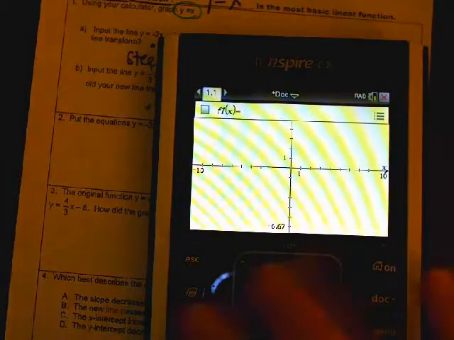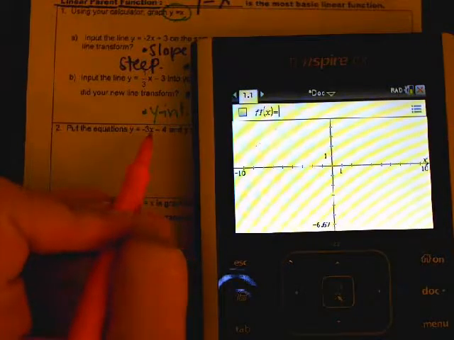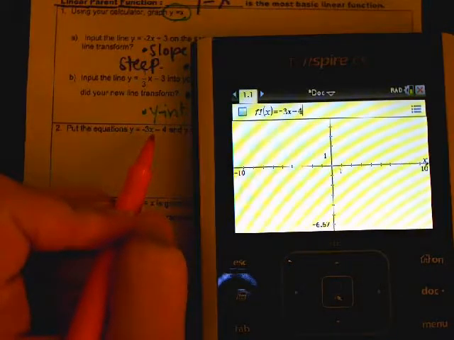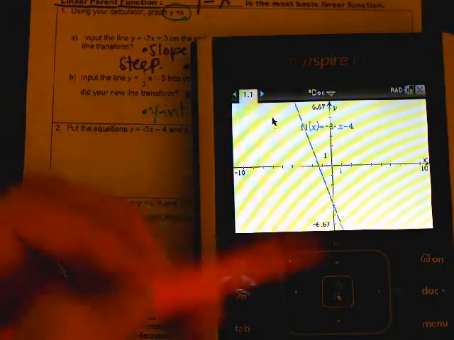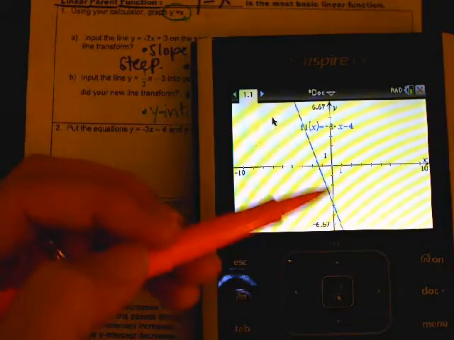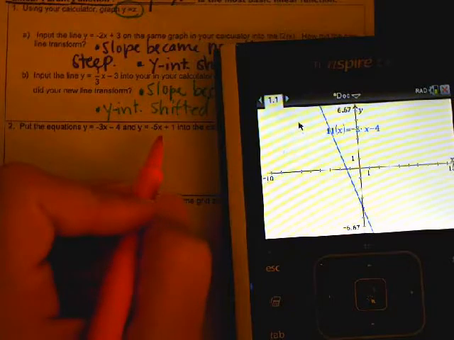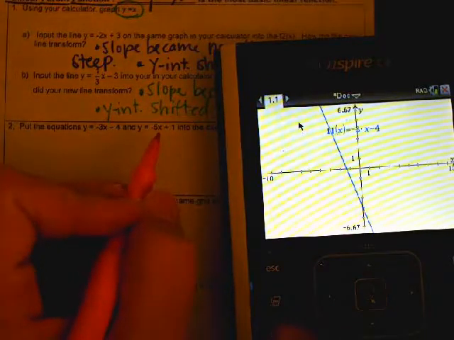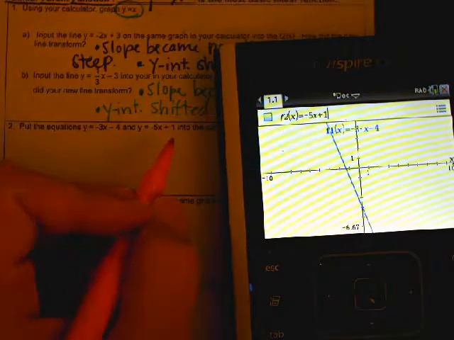All right, let's put the new original. So negative 3x minus 4. Okay, so this blue line is now the original. That's what I'm looking for. I'm looking at this one, comparing. And then I'm going to plug in negative 5x plus 1. So I got to go tab, negative 5x plus 1. I'm putting them on the same graph.